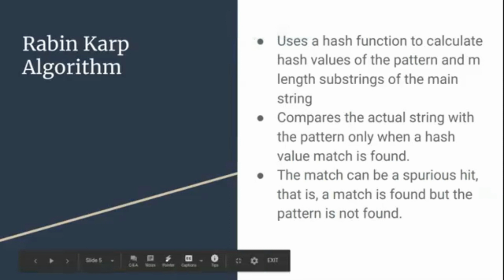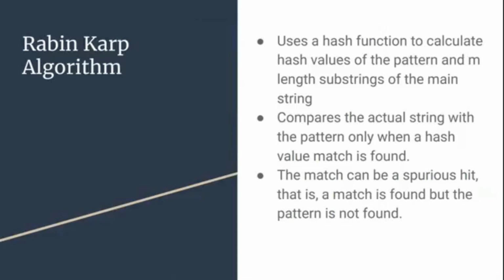Then our second algorithm, which is Rabin-Karp algorithm, uses a hash function to calculate hash values of the pattern. Then it takes m size substrings of the main string and calculates hash values of those strings and compares it with the hash value of the pattern. Whenever a match of these hash values is found, then the actual pattern is compared with the substring.